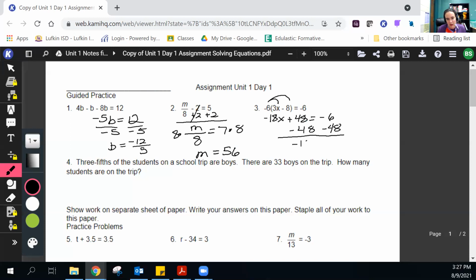That gets us a negative 18x equaling negative 54. We're going to divide by negative 18. And x equals 3.